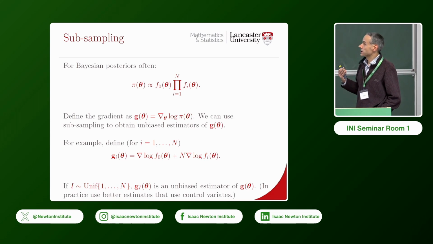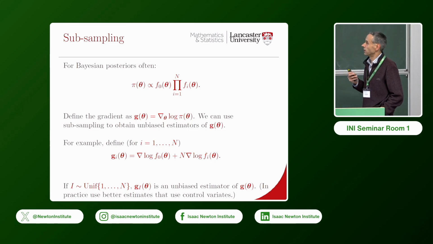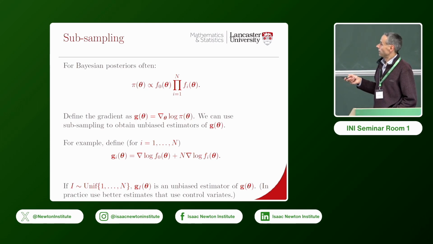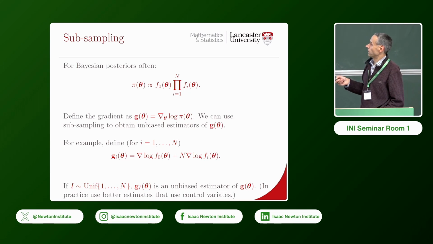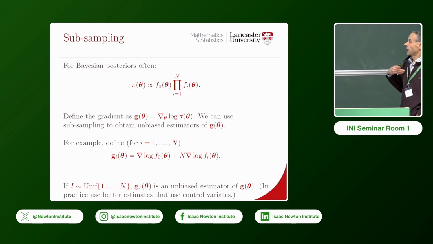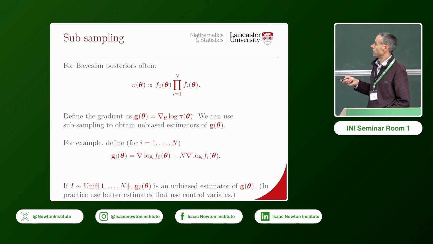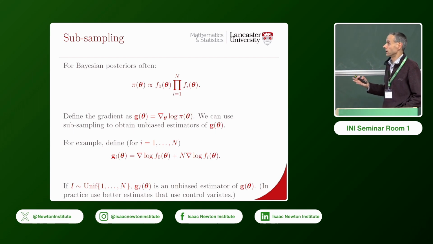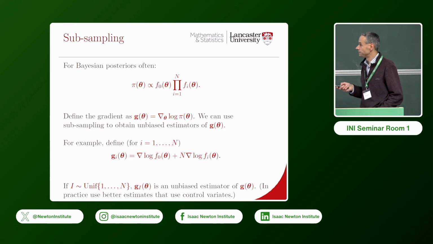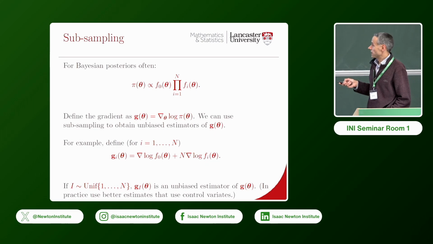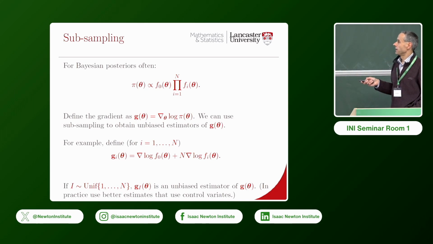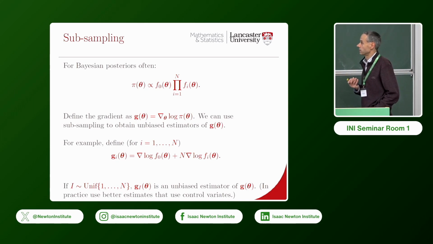So one way of getting an unbiased estimate of the gradient is just what I've described here. Okay, so the true gradient is the grad of log of the prior plus the sum of the grad of the log of each of the likelihood terms. But we can get an unbiased estimate of that just by replacing the sum over the data points by choosing one of the data points at random and using n times the gradient for the corresponding log likelihood term. Okay. And if we choose i uniformly from 1 to n, then this estimator would be an unbiased estimator of the true gradient of log pi.